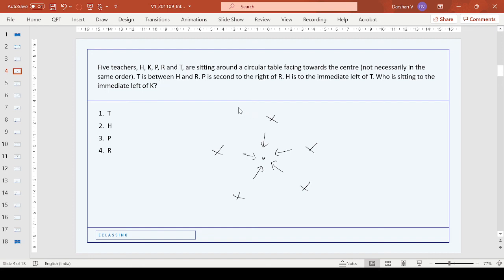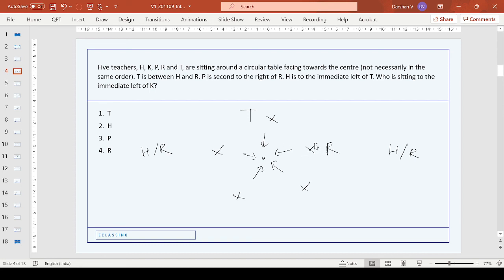Now it said that T is between H and R, so we can put T anywhere in the circle. Let's just put T here, in this position. It's between H and R, so this position can be H or R, or this position can be H or R. Now what is the other thing? P is to the second right of R. Now let's put R here and check.